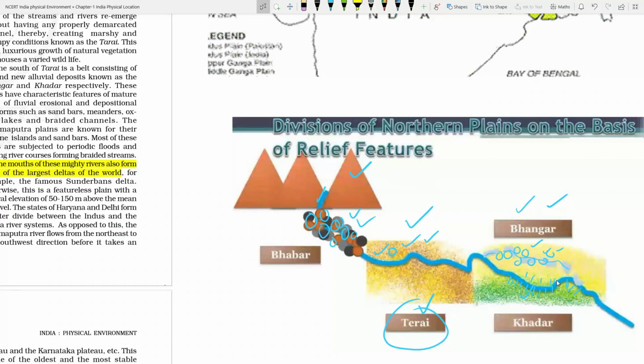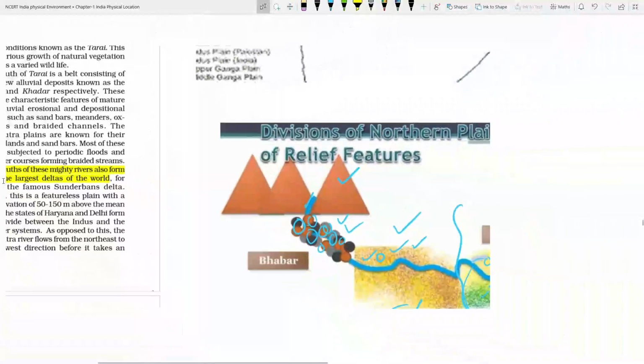So old alluvial soil is called bhangar, and new alluvial soil, which is near to the course of the river, is khadar. Even this khadar can also turn into the bhangar later on if the river changes its course from here. So you can understand the difference between Bhabar, Tarai and this alluvial plain. Alluvial plain can be divided into bhangar and khadar. Fine. So here the same thing is written there.